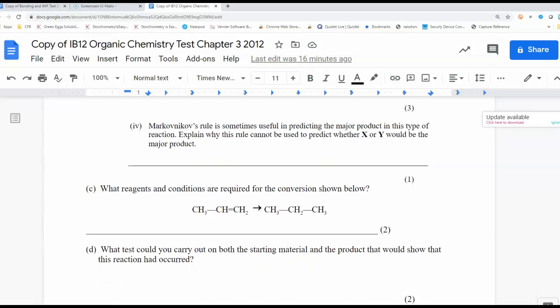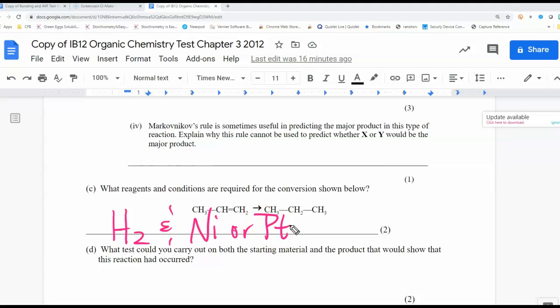So Markovnikov's rule is sometimes useful in predicting the major product in this type of reaction. Explain why this rule cannot be used to predict, and that is simply because one of your reactants is symmetrical. And then what reagents and conditions are required for the conversion shown below. So the conditions that you're going to need are, in this case, some hydrogen gas and a catalyst of either nickel or platinum. Those were the two things that you needed.